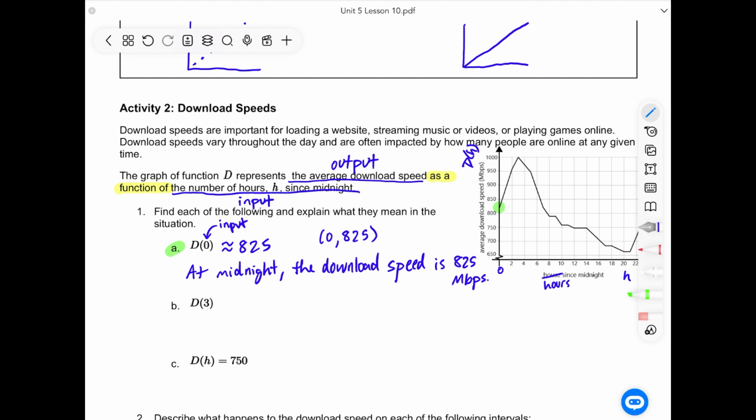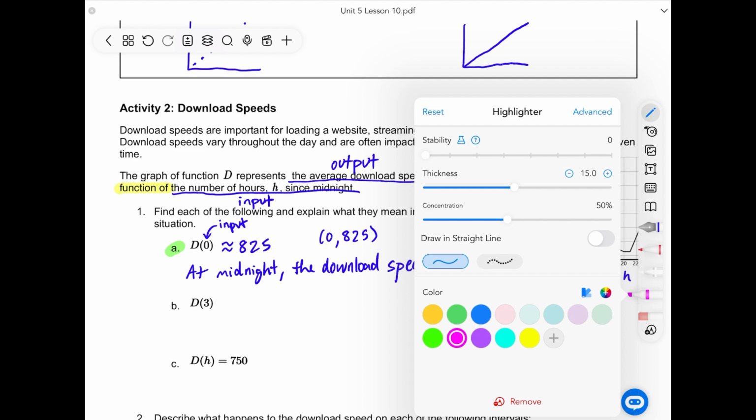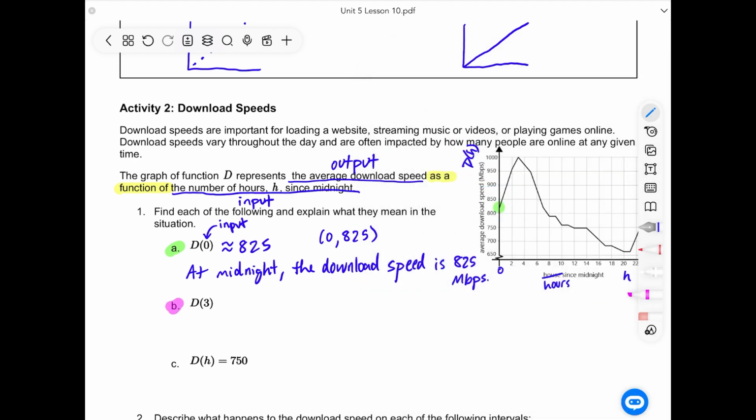Okay. Question or part B. I'll highlight this one in pink. D of 3. So we need to go to where 3 hours would be. That's going to be right in the middle of 2 and 4. If I look up, that's going to take me all the way to this very top point. Okay. So it appears that D of 3 equals 1,000.